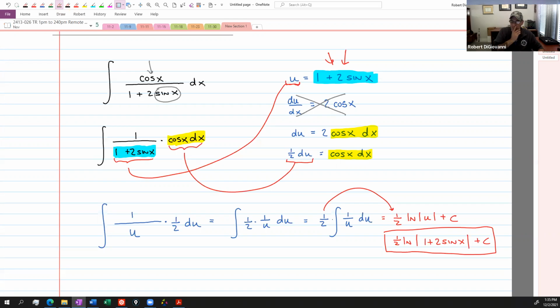I'm debating whether or not we want to see that. Before I decide if I want to show that or not, why not choose cosine x for u? Why not choose cosine x? Because if you let u be cosine x, isn't the derivative of that negative sine of x?